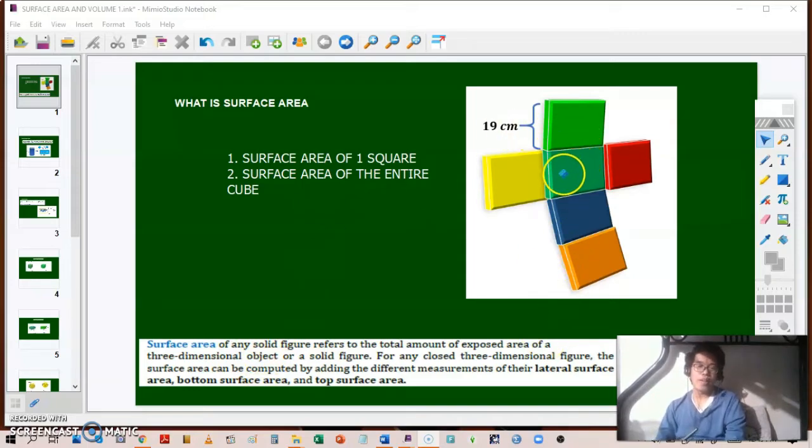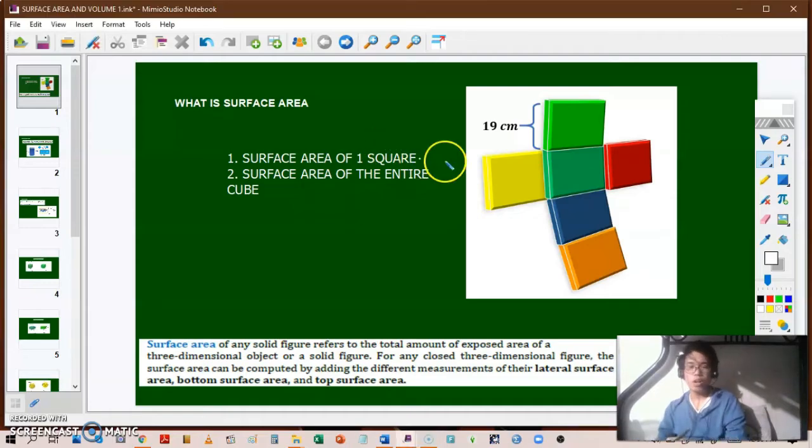The cube has been dissected and separated into different parts, and it formed kind of like a cross figure. The first thing is we want to find the surface area of one of the squares. That just means the area of one square. So what's the formula for finding the area of the square? That's A is equal to S squared.